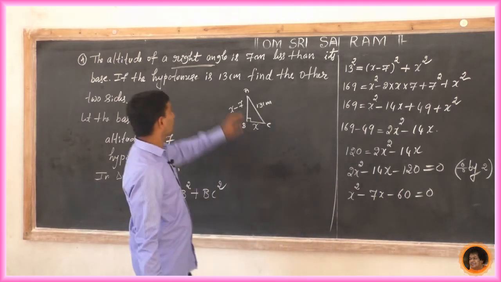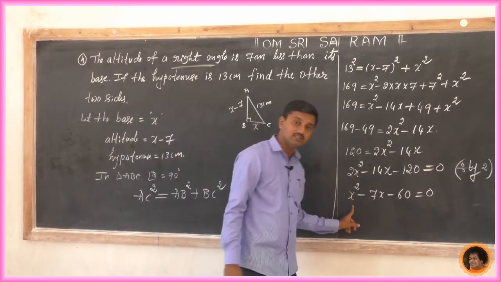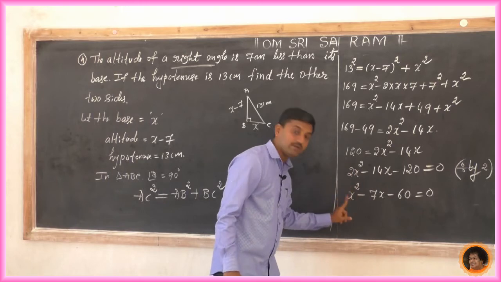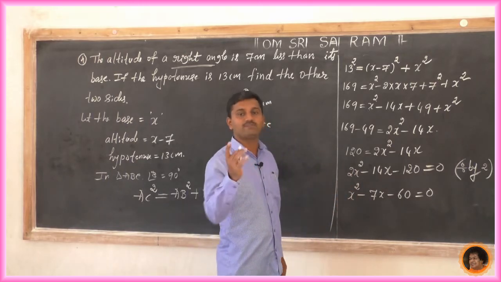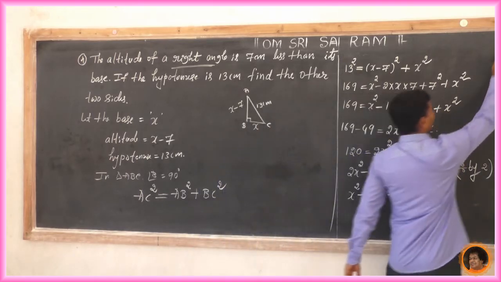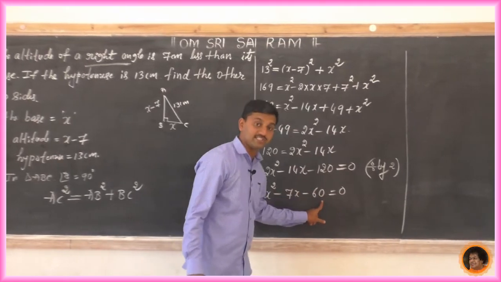What is our aim? Find the other two sides. Other two sides means we have to find the roots of the quadratic equation, or find the value of x. How to find the value of x? What is the method? By factorization method. So just to recall the steps of the factorization method. x square minus 7x minus 60 equal to 0.